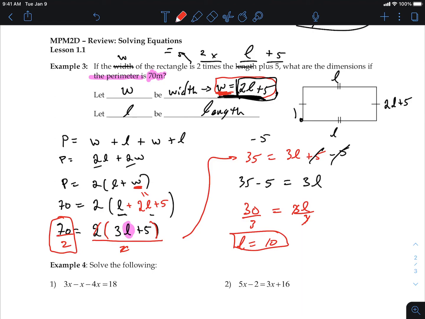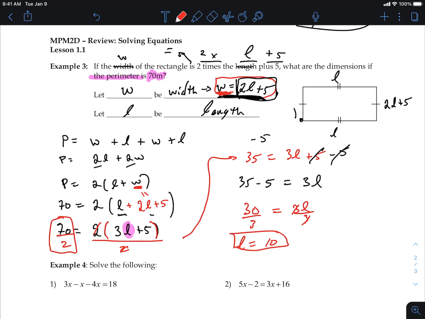How many dimensions are there on this rectangle? How many dimensions are there? 2. Right? I found one of them, but I still need to find the other one. How would I find the other one?